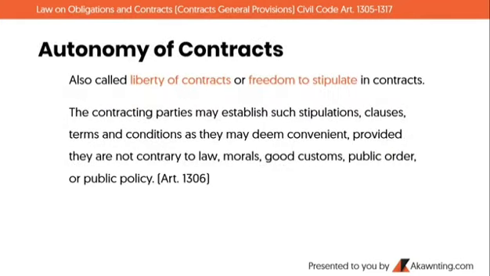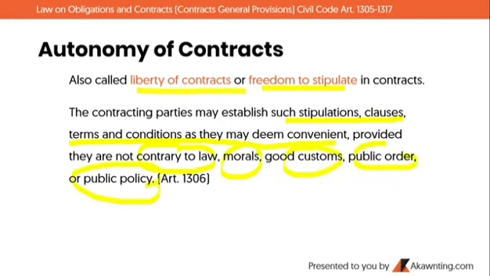So, next, let's go to Autonomy of Contracts, or also called Liberty of Contracts, or the freedom to stipulate in contracts. So, the contracting parties may establish any stipulation or such stipulations, clauses, terms, and conditions as they may deem convenient, provided they are not contrary to law, morals, good customs, public order, or public policy.